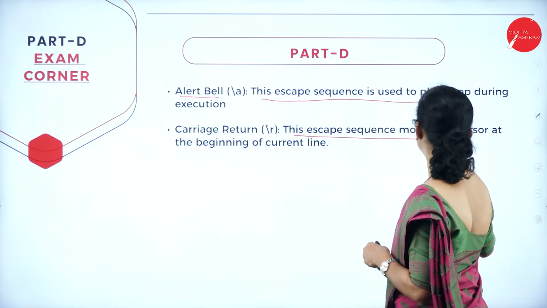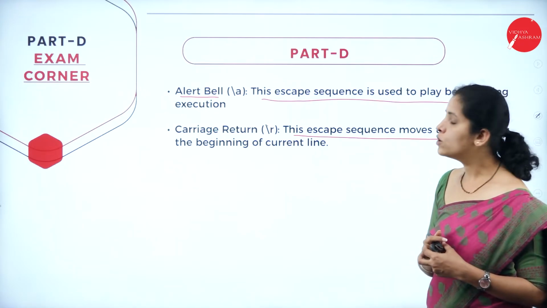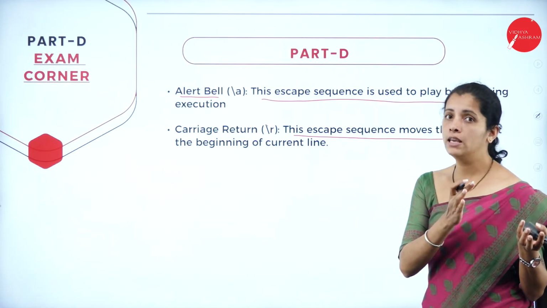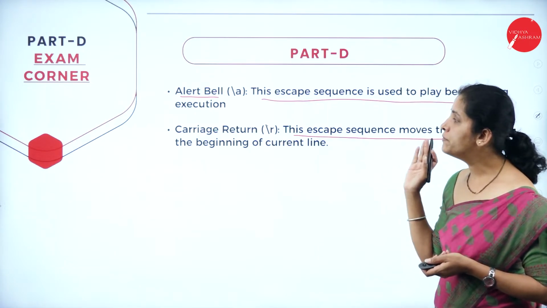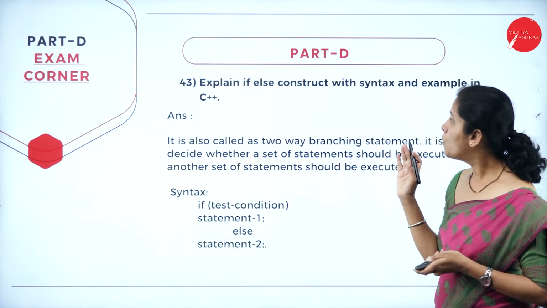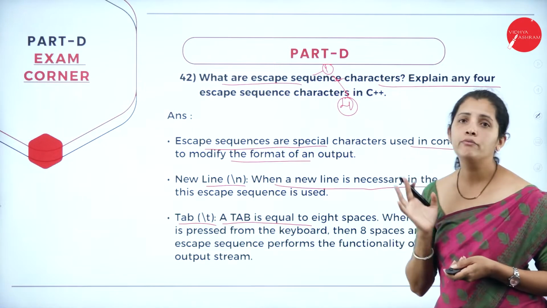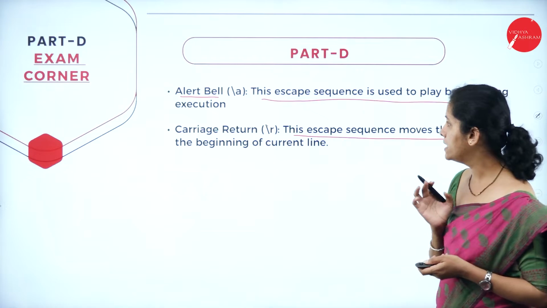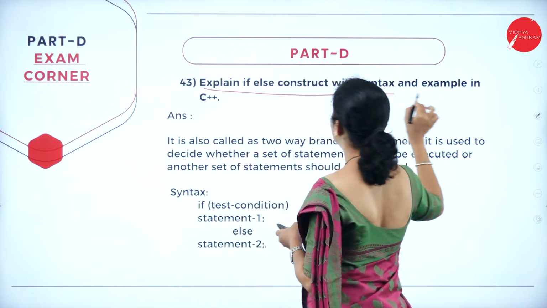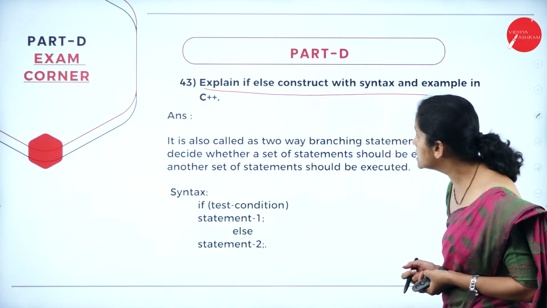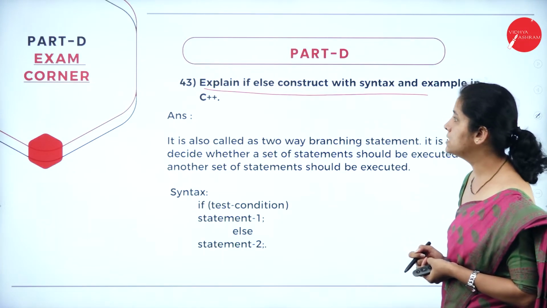This escape sequence moves the cursor to the beginning of the current line. Suppose I want to move the cursor to the beginning of the line, then I'm going to use carriage return. So, dear student, first I want to explain what is escape sequence. Along with that, I want to write any 4 escape sequences, and it carries 5 marks. Now, let me consider another question here, that is, explain if else construct with syntax and example in C++.